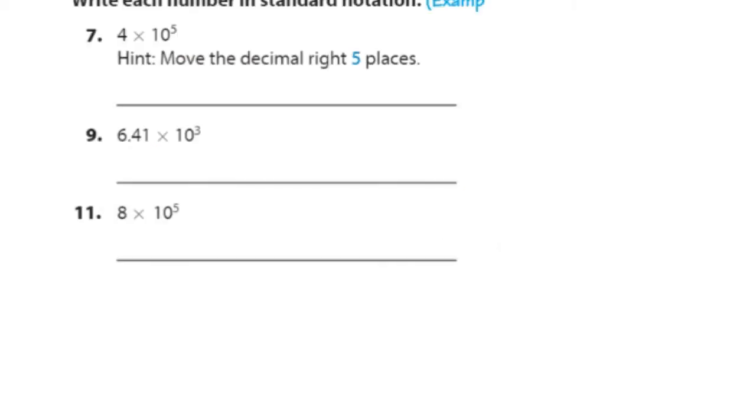Alrighty, so moving on, they want us to write each of these numbers in standard notation, and that's the way that we typically see a number. So let's try number 7 together.